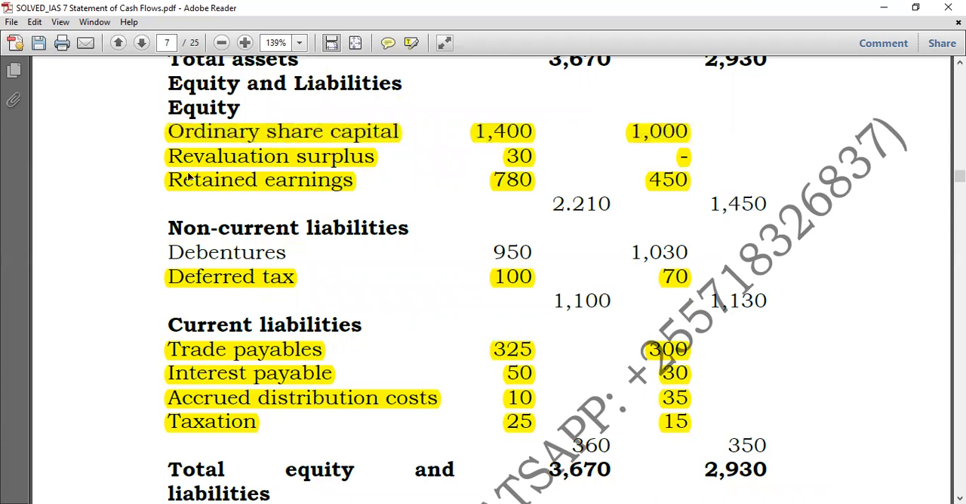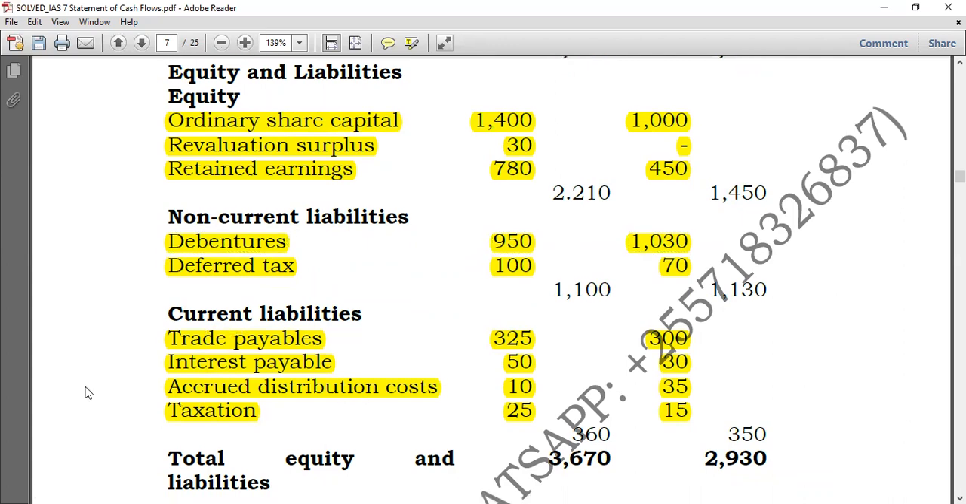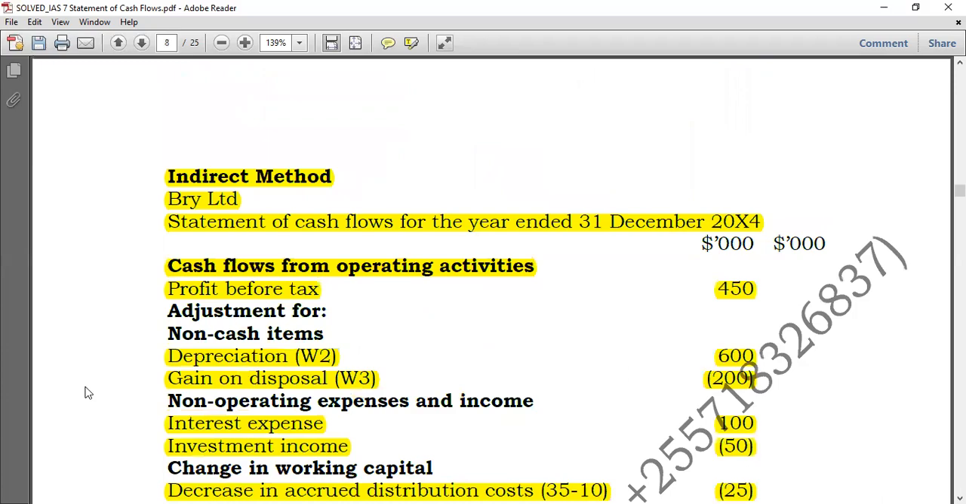So as for ordinary share capital, we say that there's an increase from 1,000 to 1,400. And as for the non-current liability, it has decreased from 1,030 to 950. Liabilities have decreased, that means I've paid, so there's a cash outflow. So take this one minus this one. And then everything will be done. Current liabilities are already done. So let's just go to finish up that.